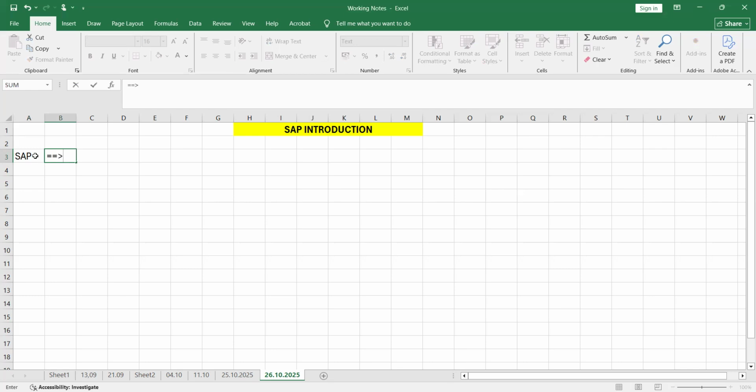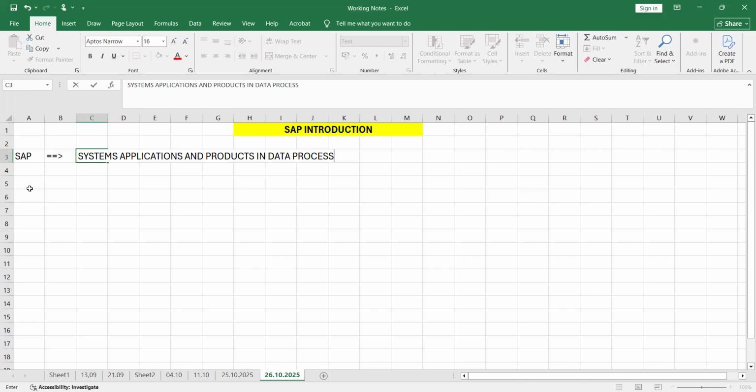Normally SAP, again I'm reiterating for everybody's benefit, is an abbreviation. It's an abbreviation, not a word. SAP stands for Systems, Applications, and Products in Data Processing. Systems, Applications, and Products in Data Processing.